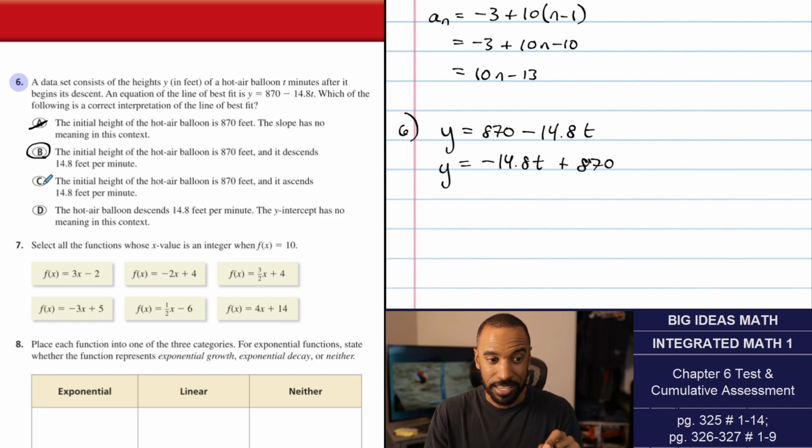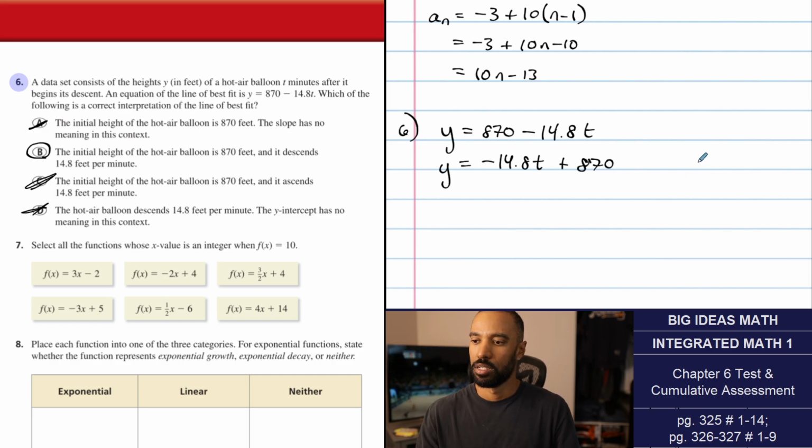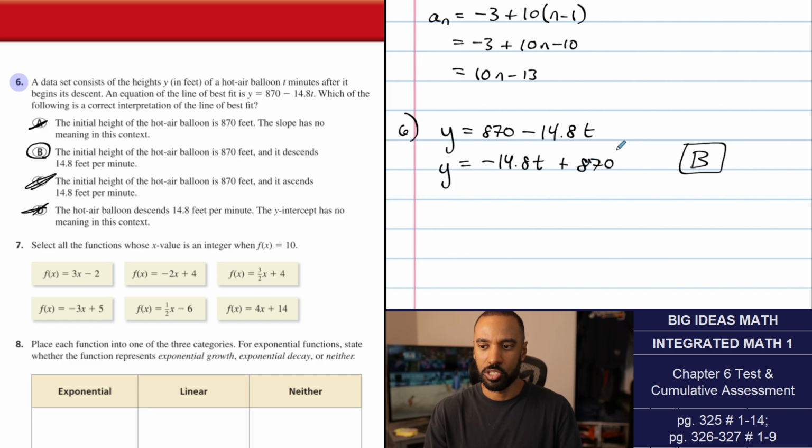Initial height is 870 and it ascends? No, because it's a negative slope. Hot air balloon descends 14.8 feet per minute. Y-intercept has no meaning. It does have meaning, so it looks like it's going to be B. So again, descending 14.8 feet per minute starts with an initial height of 870.